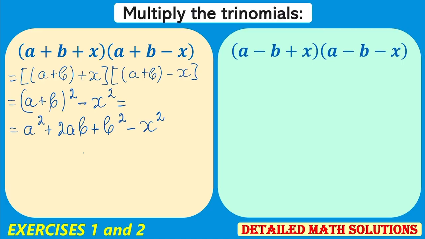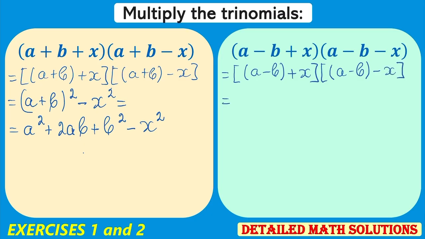Next exercise. Multiply the trinomials (a − b + x) and (a − b − x). Again, to solve this exercise, I'm going to write it in a slightly different way as [(a − b) + x], and in the other square parentheses, I have [(a − b) − x].